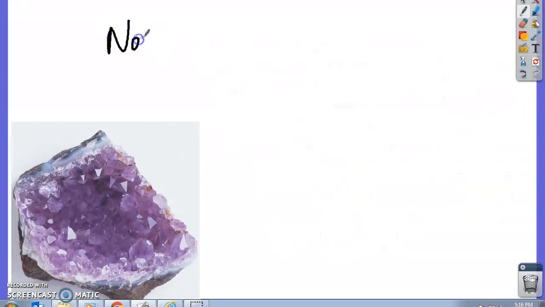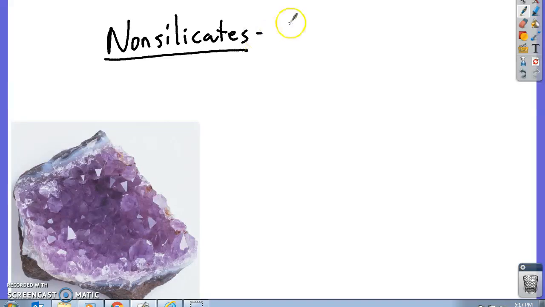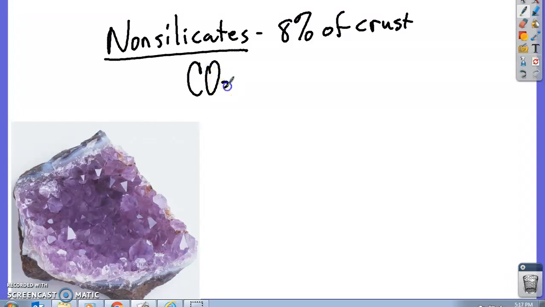Now, if we put all the non-silicates together, that's the other group, all the ones that don't have silica, which is silicon and oxygen, in them, they make up about 8% of the Earth's crust. So you've got 90% is the silicates, and about 8% is this. Now, these are named by their formula. If it contains this ion, then it would be a carbonate. Just like when we named elements, remember carbon plus oxygen would be called carbonate.